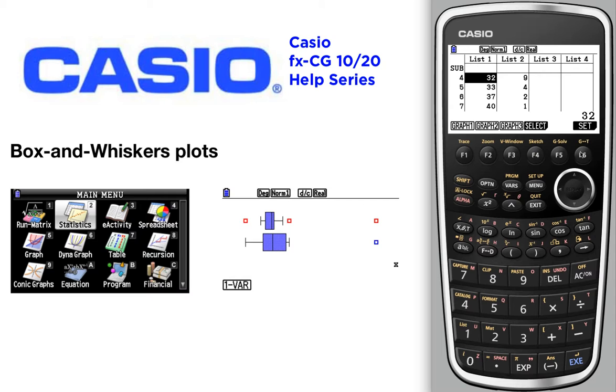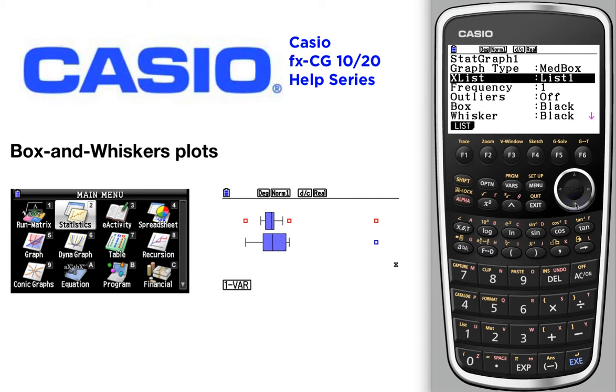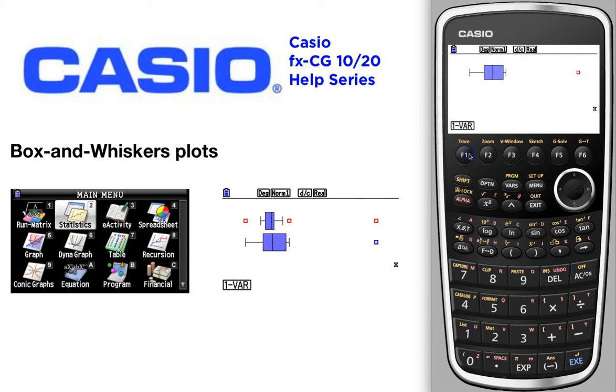This time let's change that plot to be a modified box plot, which means we're going to include outliers. Let me leave the frequency as 1, and we'll turn the outliers on. So that's the only change we're making. Everything's coming out of list 1. We'll just go ahead and draw graph 1, and you'll notice now we have an outlier that's represented by the dot. Shift trace. You can bounce through the values, including the end of the whisker, and then finally the maximum, which in this case is an outlier.